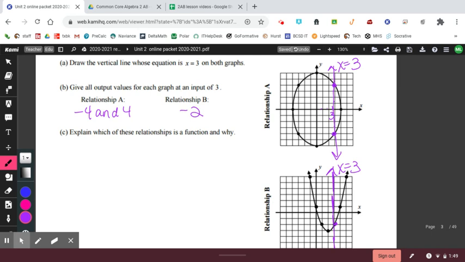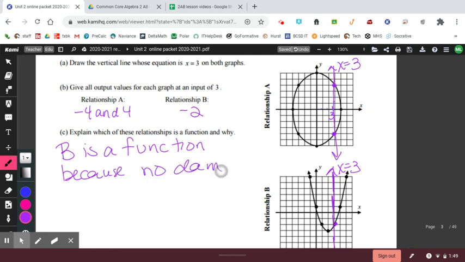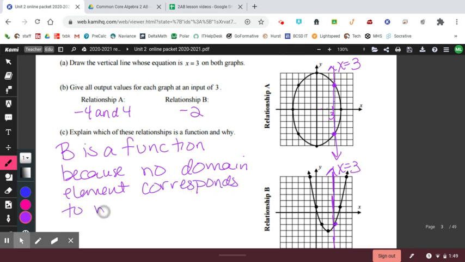Explain which of these relationships is a function and why. So it would have to be B is a function, right? Because no domain element corresponds to more than one range.